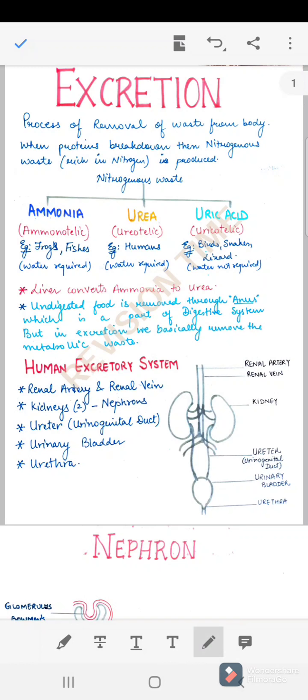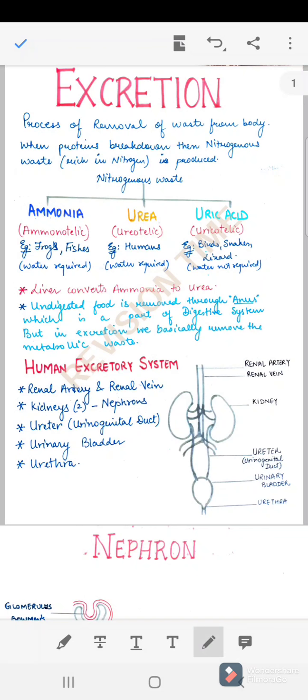So we were studying the chapter life processes, in which we have covered nutrition, respiration, transportation both in plants and human beings. So today we are studying excretion. Links to the previous videos are in the description box. You may check it from there. So now what is excretion? It is the process of removal of waste from body.